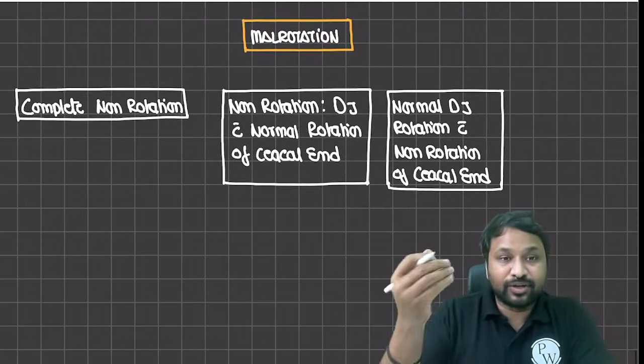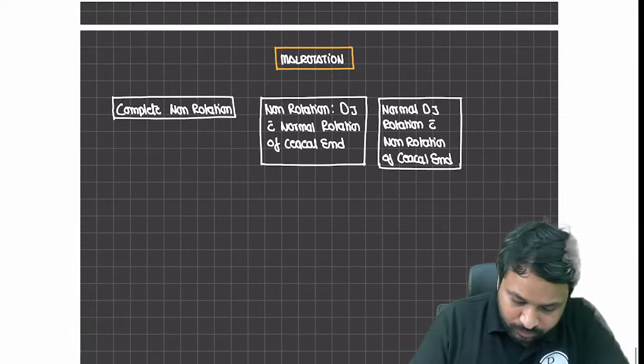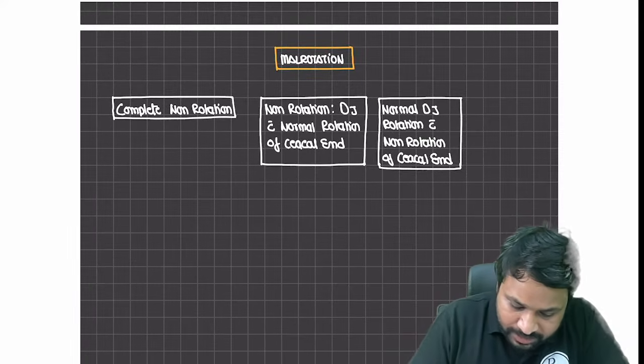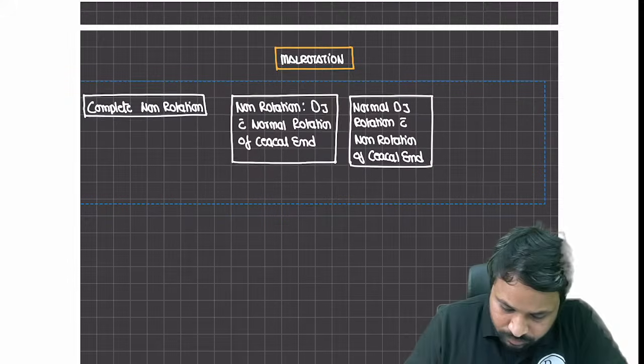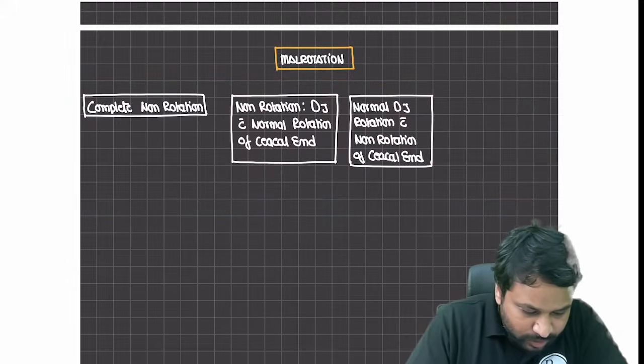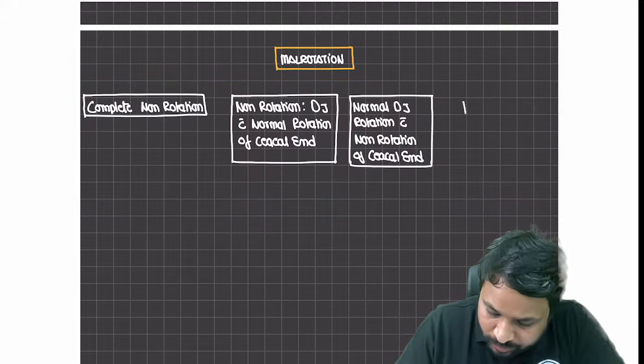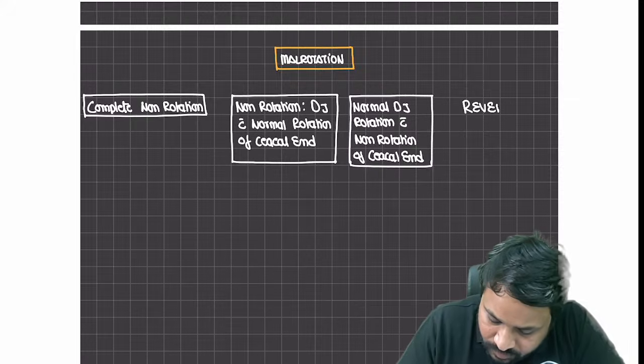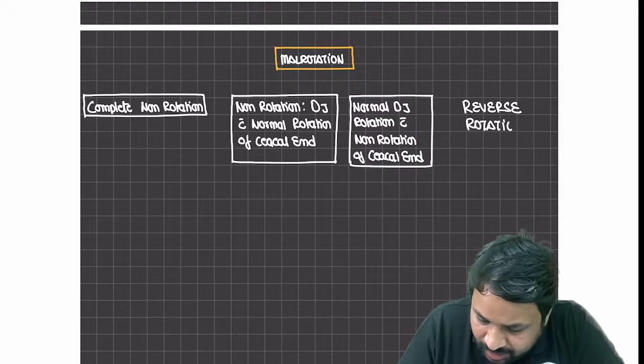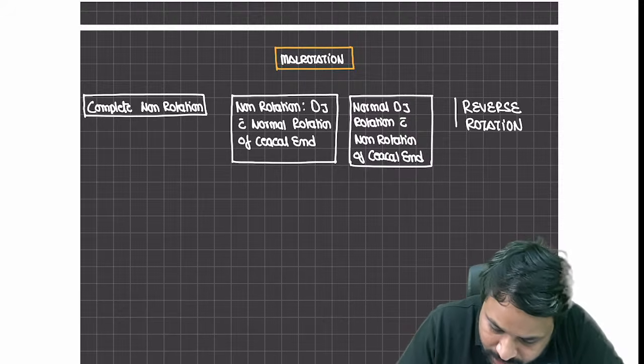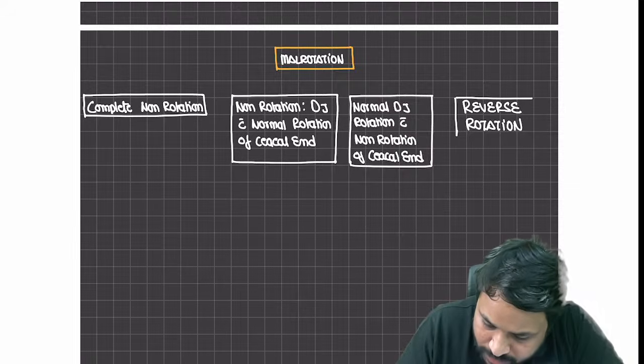और इससे worse क्या हो सकता है? What else can go wrong? There'll be reverse rotation, उल्टा घूम रहा. There could be reverse rotation. So rather than having an anti-clockwise rotation, here you have clockwise rotation.